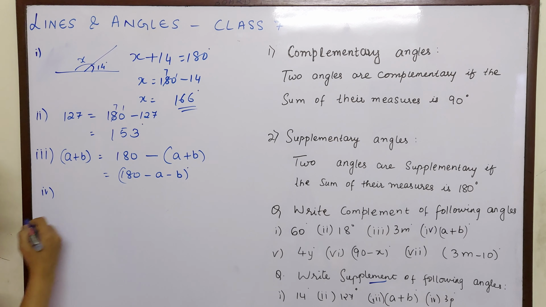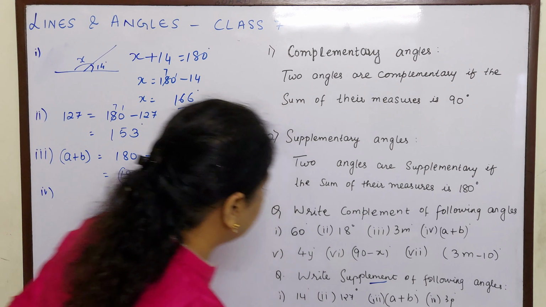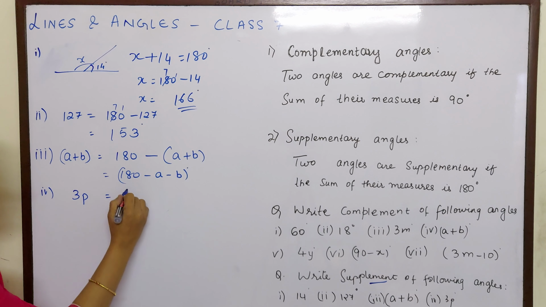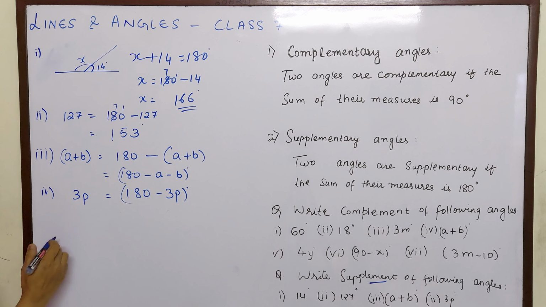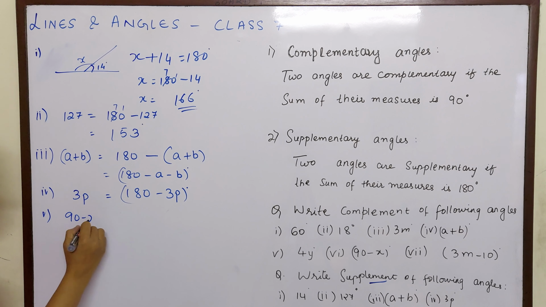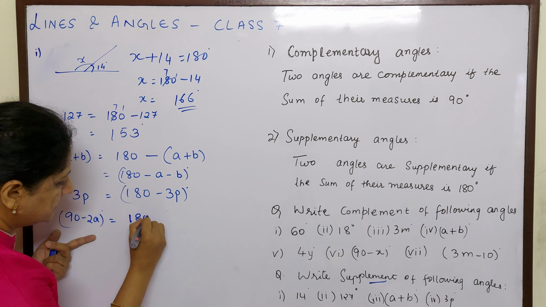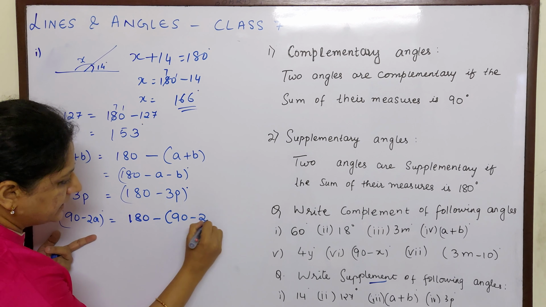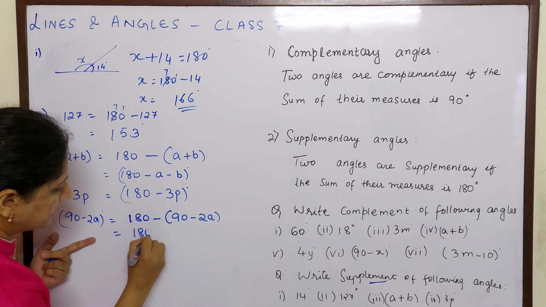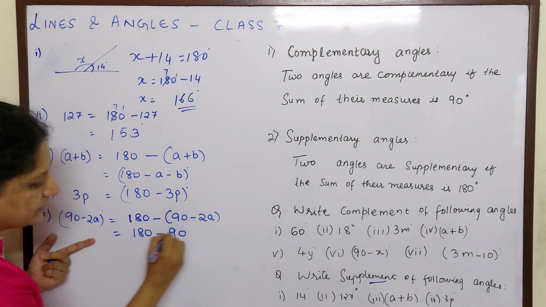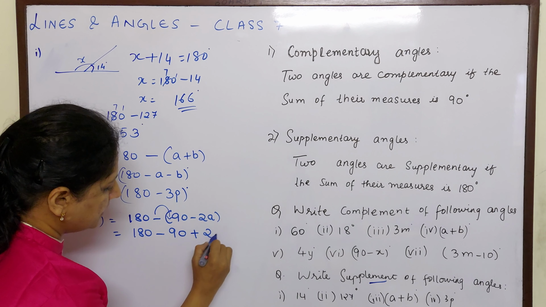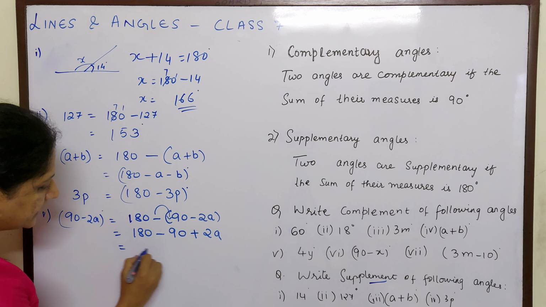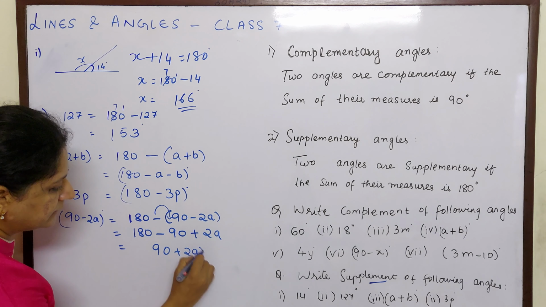Next, it is 3p. 3p is a monomial, so 180 minus 3p, because this has only one term. Next is 90 minus 2a degrees. What will be its supplement? Yes, 180 minus the bracket 90 minus 2a. When I open the bracket, minus 90 will become minus 90 and minus into minus will become plus, because minus into plus is minus. 180 minus 90 is 90 plus 2a degrees.